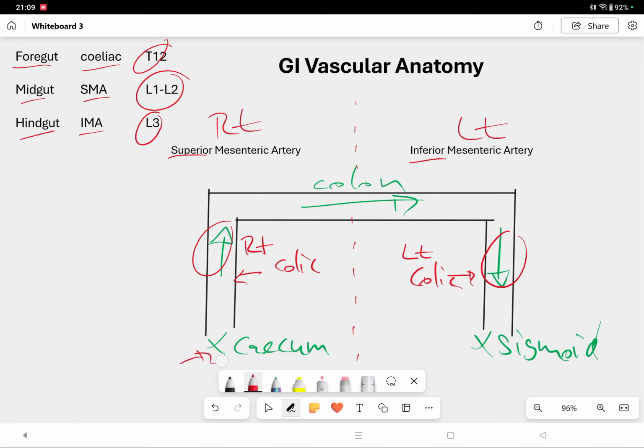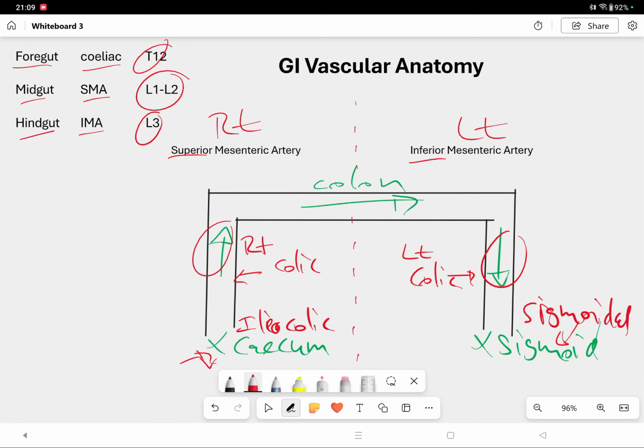Next, we'll look at these 2 structures over here. Well, this is going to the cecum, and we said the ileocecal valve, and therefore this is your ileocolic artery, and you can spell that as I-L-E-O or I-L-I-O. And in a similar fashion on this side, lo and behold, we have the sigmoidal artery, because it's supplying the sigmoid. It's fairly straightforward.